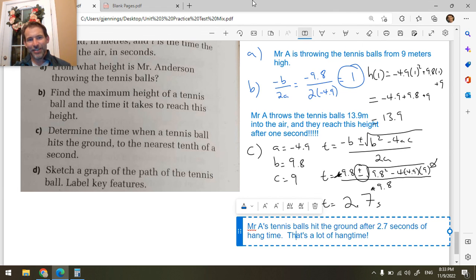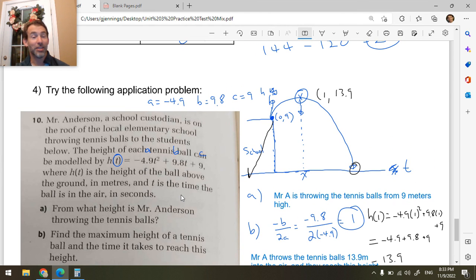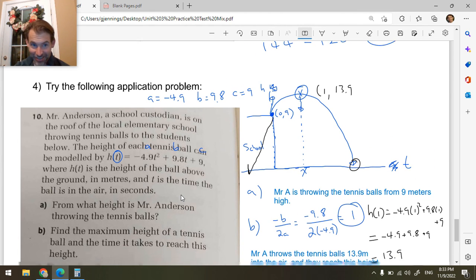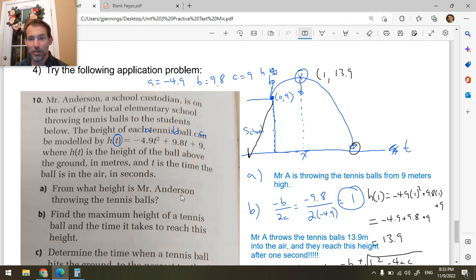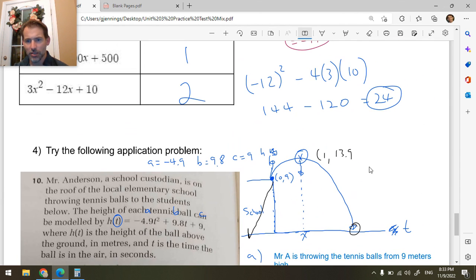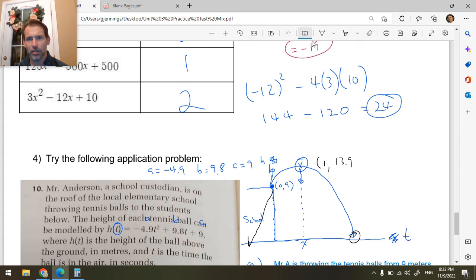Okay. So, sketch a graph of the path of the tennis ball, label key features. Notice that it's already done, except we could also put in here, this was at 2.7 seconds? Yeah, 2.7 seconds. We could put this in here. 2.70. And then finish this parenthesis there. Now all of our key points are labeled, and we could even draw a picture of Mr. Anderson over here, throwing tennis balls to the children below.